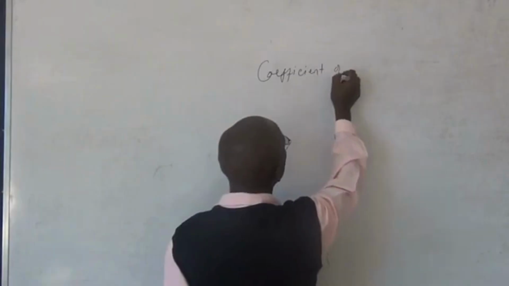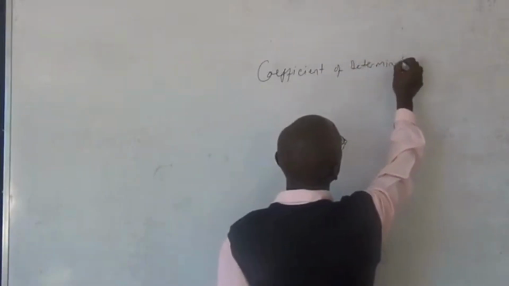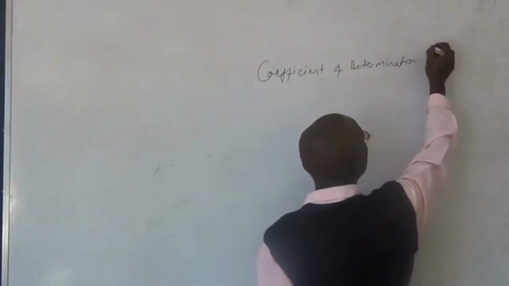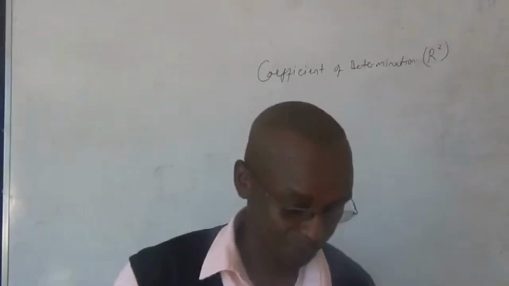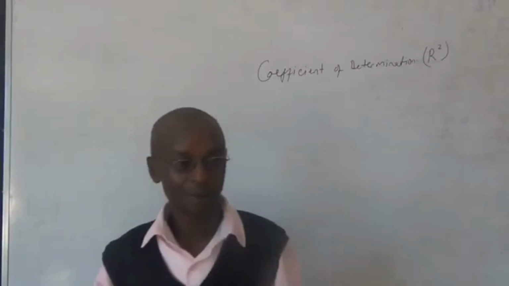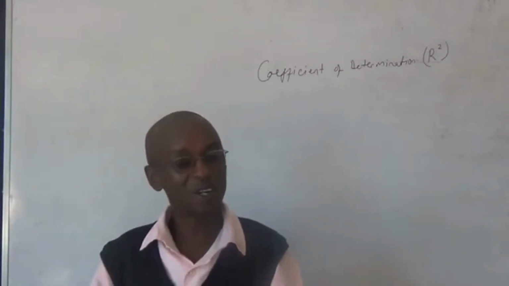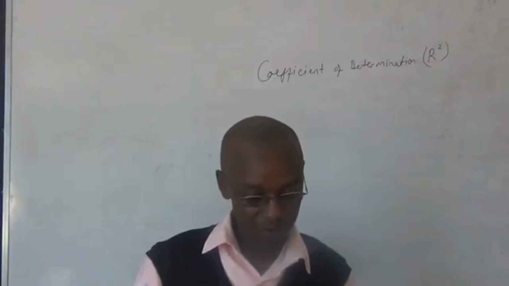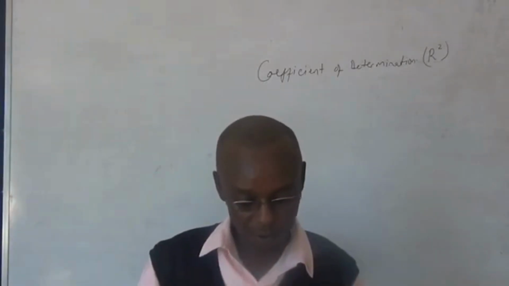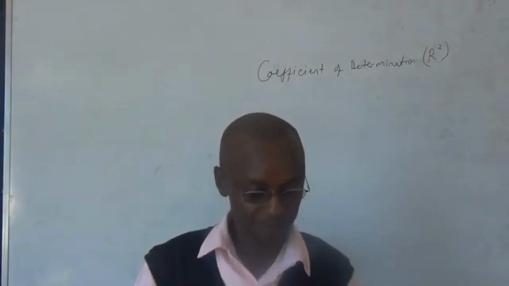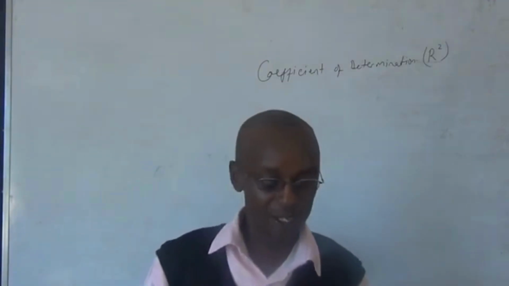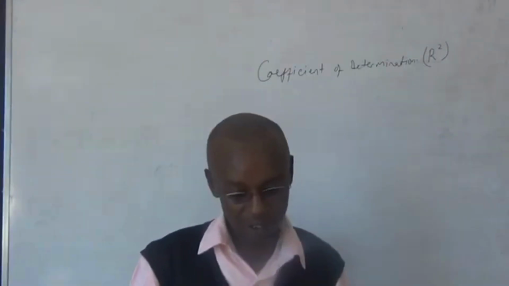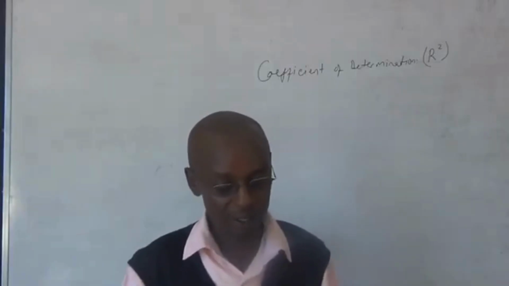Then another thing that I want us to look at today is the coefficient of determination. It is denoted by capital R squared, not small r squared. Definition: the coefficient of determination shows the proportion of variation in the dependent variable explained by the independent variable.